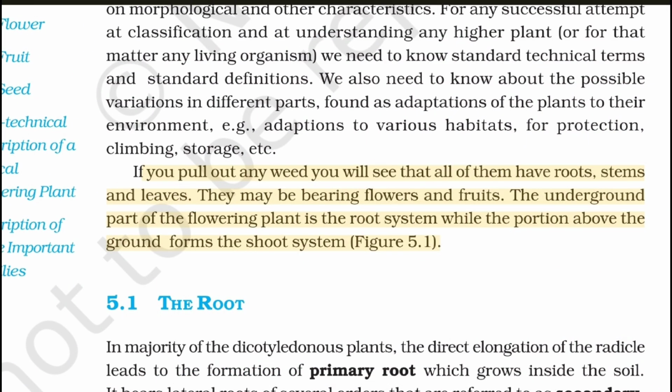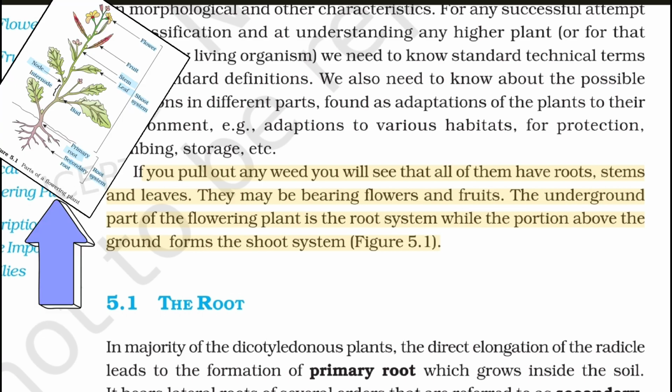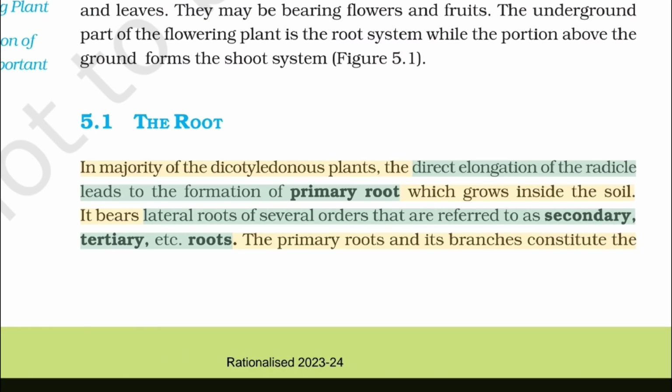If you pull out any weed, you will see that all of them have roots, stems and leaves. They may be bearing flowers and fruits. The underground part of the flowering plant is the root system, while the portion above the ground forms the shoot system, figure 5.1.